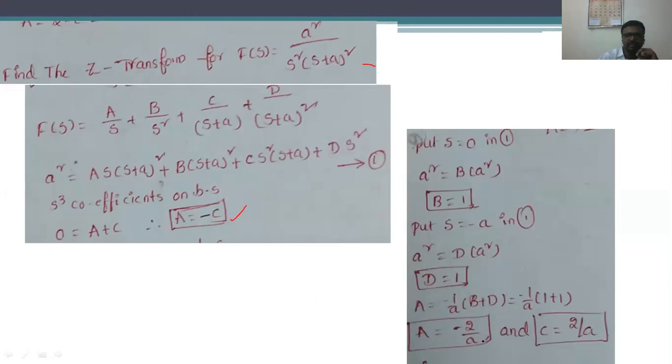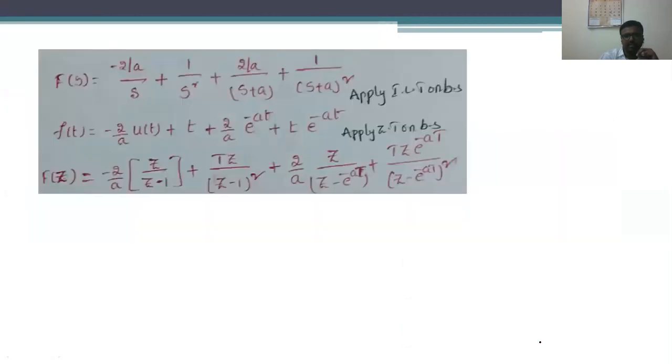In the similar fashion, we can obtain the value of C as C is equal to 2 by a^2. So just substitute the values of A, B, C, D in equation 1. We are going to get f of s is equal to minus 2 by a^2 divided by s plus 1 by s square plus 2 by a^2 divided by s plus a plus 1 by a (s plus a) whole square. So applying the inverse Laplace transform for this equation, we are going to get f of t is equal to minus 2 by a into u of t plus t plus 2 by a into e power minus at plus t into e power minus at.